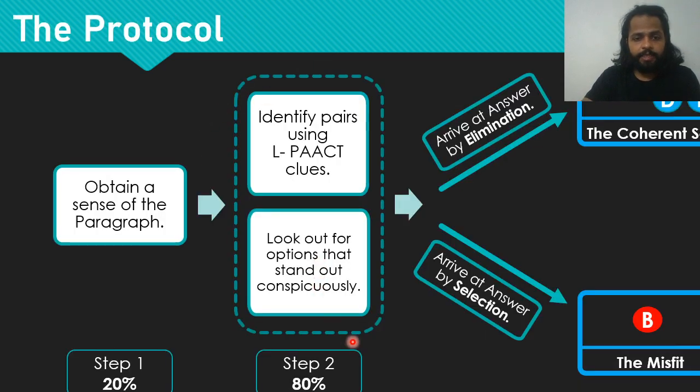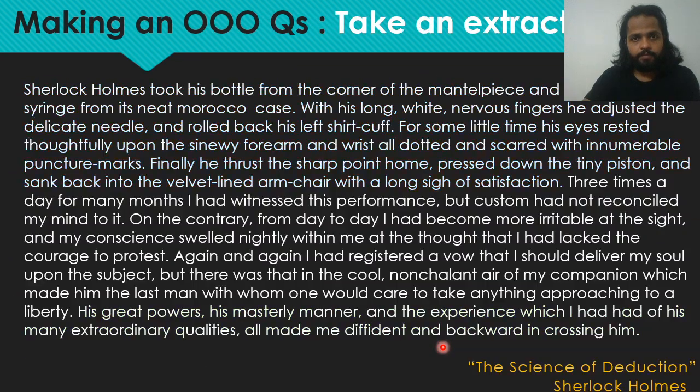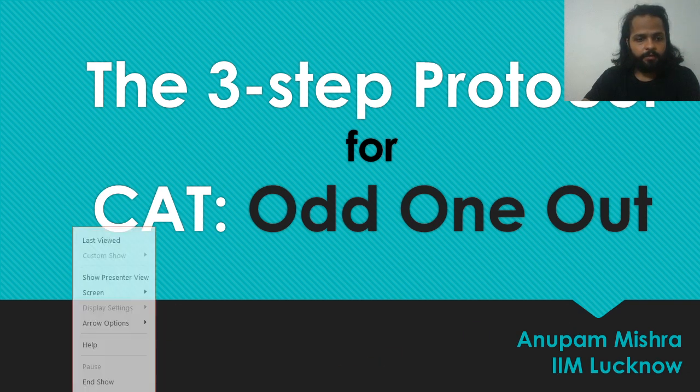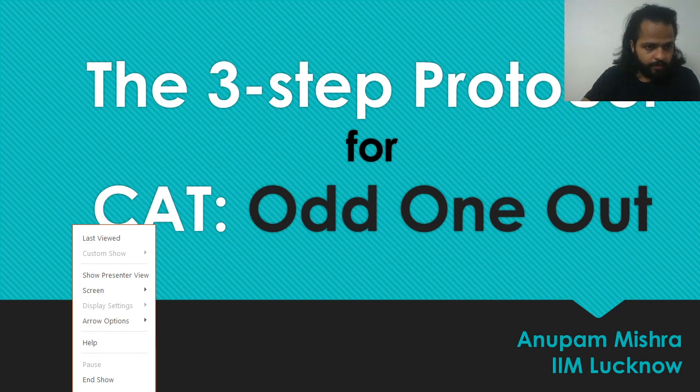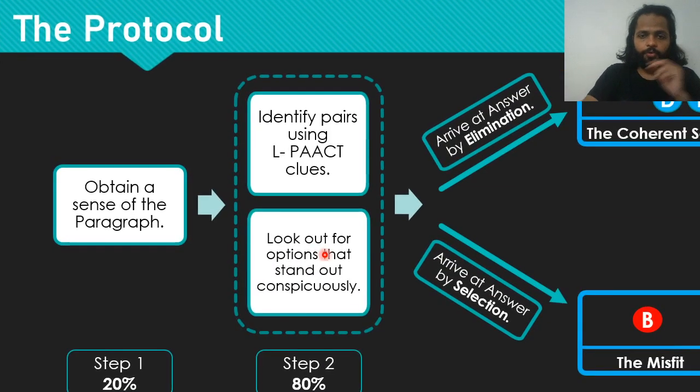So finally, the three steps, right? The three-step protocol that I talked about at the very start of the session. Wait a second. Here we go. This is the protocol. These are the three steps that I expect you guys to employ when solving odd one out questions. The first step, and that is 20% of your work, is obtaining a sense of the paragraph.